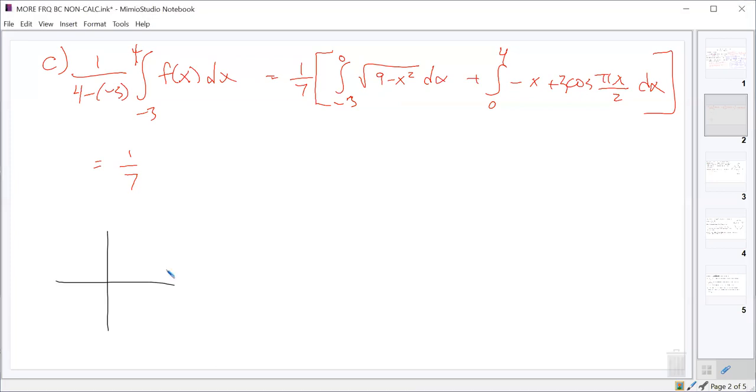The other option is just to use some basic geometry. This is the square root of 9 minus x squared. It's a semicircle with a radius of 3. So all I'm really looking for here is the area underneath this semicircle from -3 to 0, which is a quarter of the full circle. It's a quarter of a circle with a radius of 3. So you don't actually have to do any integration by hand to find that value. You could just use the graph and the fact that it's a quarter of a circle to use the geometry. Everybody good with that?